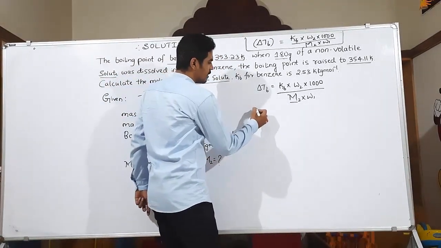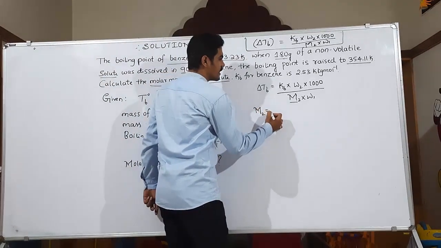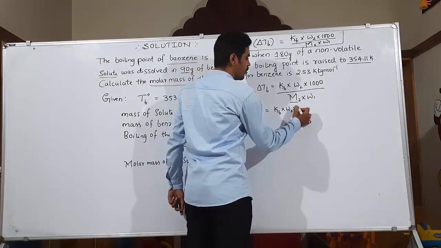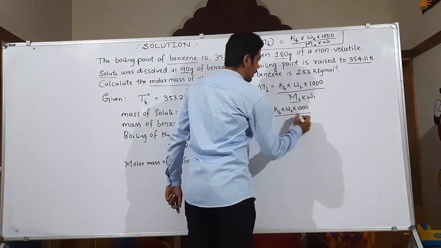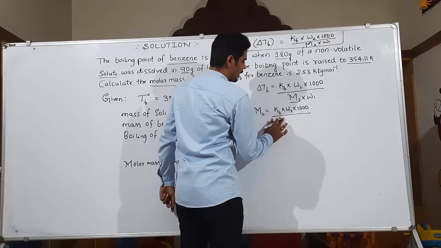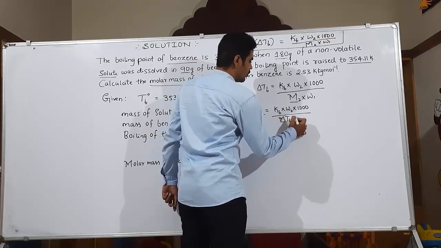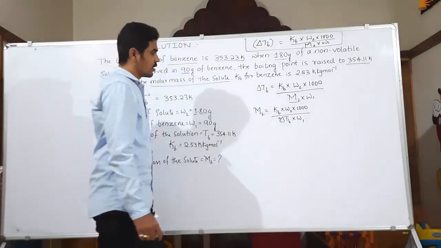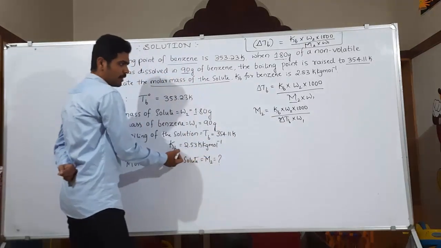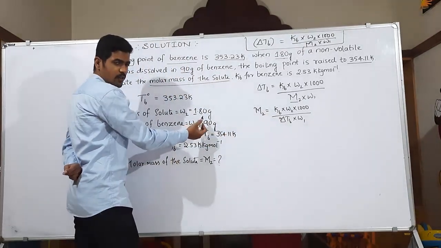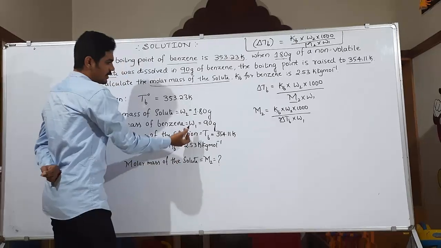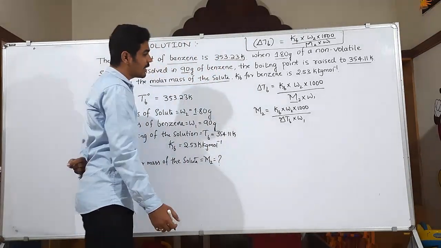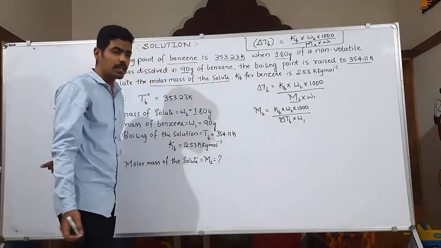So upon rearranging, the equation becomes M2 is equal to KB into W2 into 1000 divided by delta TB into W1. Okay, this is the expression. Now you have the value of KB, the value of W2, the mass of the solute, and W1, that is the mass of the solvent. Then what is delta TB?